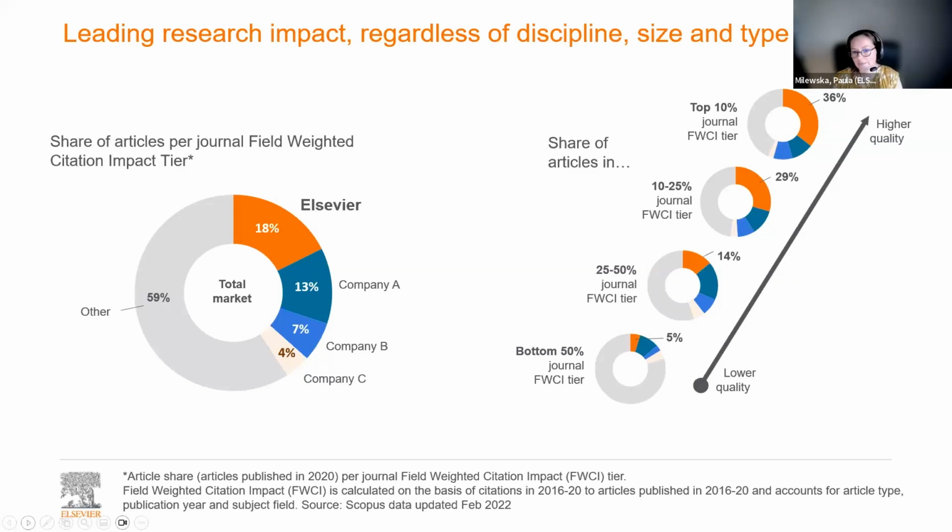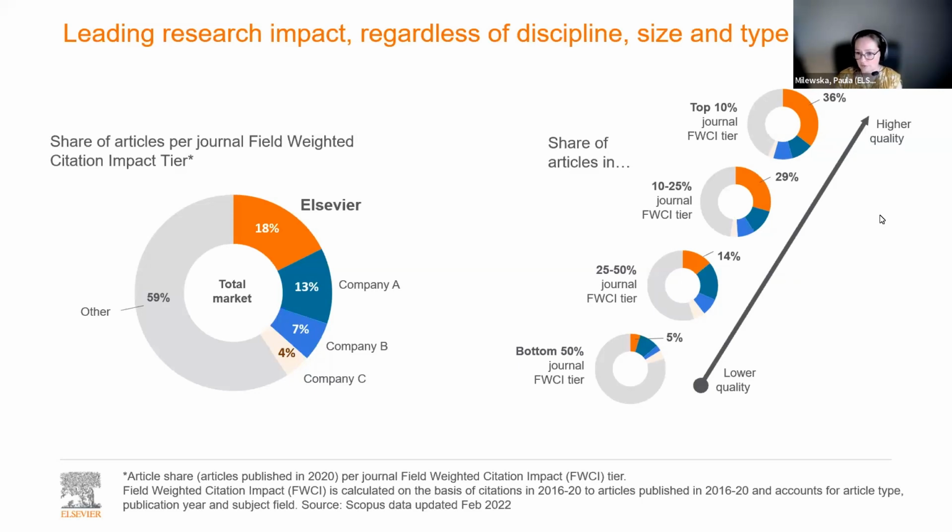This is based on field-weighted citation impact. So you can see, for example, that if we take top 10% of journals based on field-weighted citation impact here, 36% of it comes from Elsevier. And so on. So you can see that we have a lot of high-quality journals. Actually, most of our journals are in top 25% of best journals.